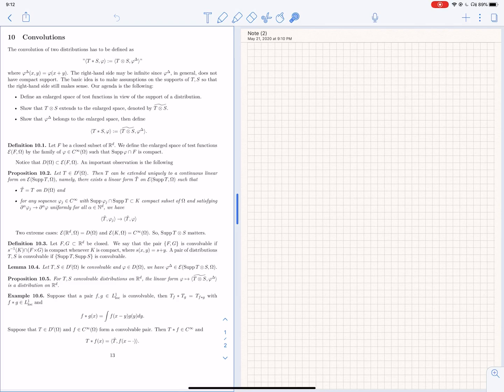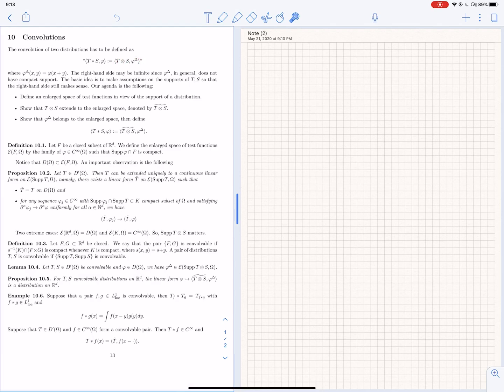So typically, the right-hand side in here is not well defined because T tensor S is a distribution which is defined only for test functions, I mean, C infinity functions with compact support. So if the support is unbounded, we cannot make sense of the right-hand side. So the goal of the following is to make some assumption on the distributions, in particular on the support of the distributions T and S, so that we can still make sense of the right-hand side.